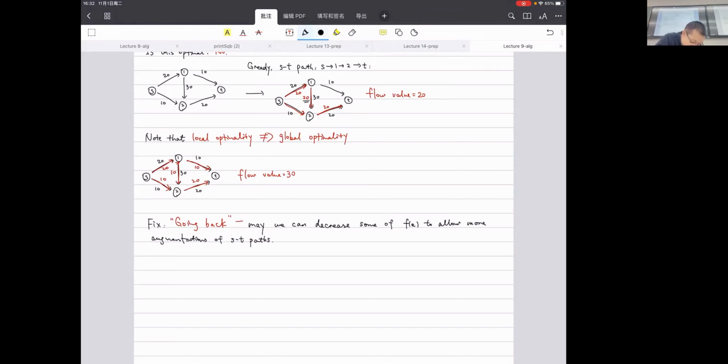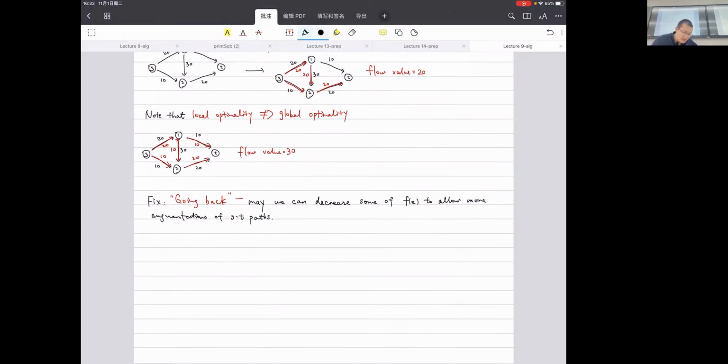I think here we don't really want to exhaust the 20. That actually decreases from 20 to 10 and allows us to actually utilize this edge of size 2 here. This is actually a much better idea, and then we can give the optimal solution. For this fix, we really want to have some way that we can go back, having this kind of flexibility, and hopefully we can use this to give a better algorithm for max flow.